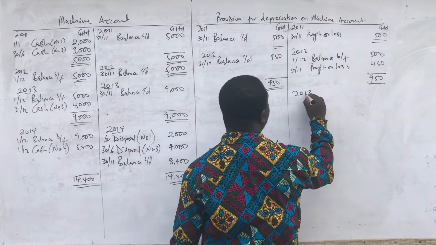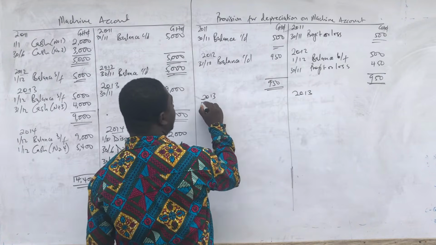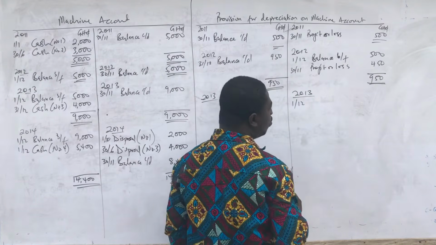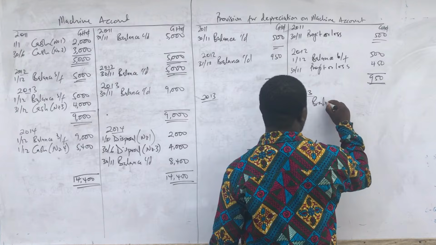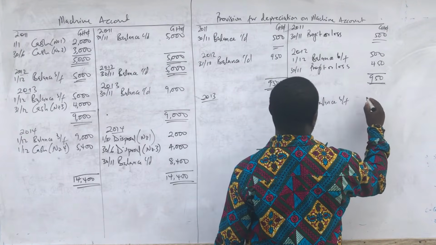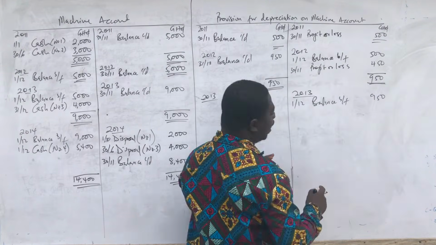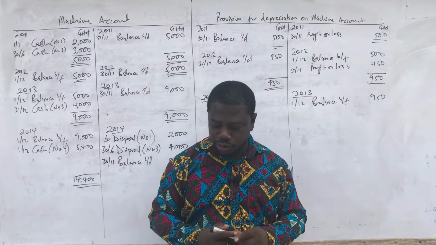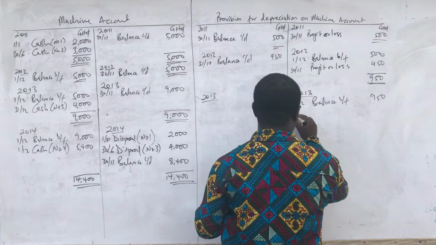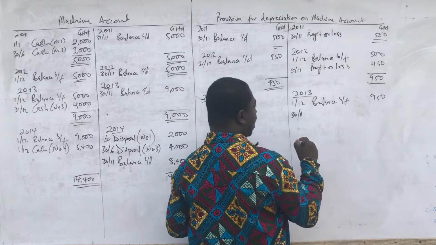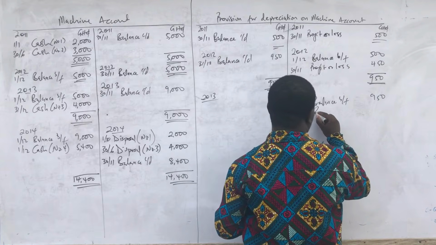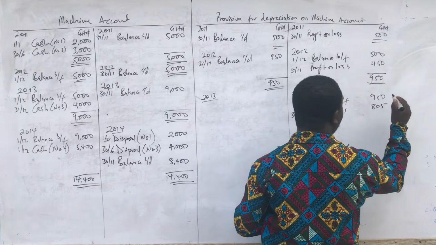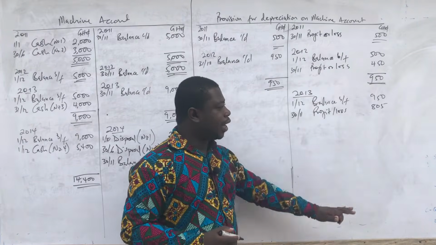And then we will jump to the next year, which is 2013. Now in the year 2013, first day of the year will be 1st December. So that will be balance brought forward, 950. And at the same time, in that year, there was no disposal. So we just continue accumulating. And so depreciation charge for that year, which is on the last day of the year, 30th November, profit or loss was 805 cedis. Okay, 805 cedis.